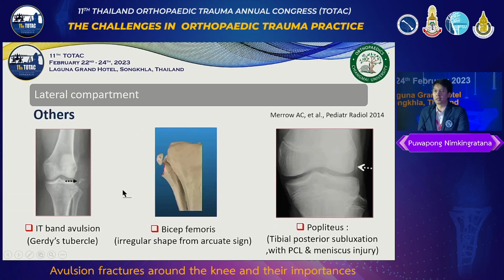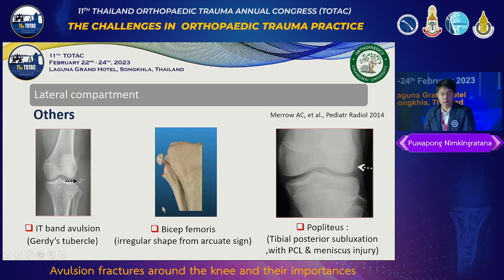Apart from this one, there could be several other things that happen at the lateral compartment, for example IT band avulsion, which is at the place where the IT band normally attaches, Gerdy's tubercle. You can see the chip is a bit bigger when compared to the Segond fracture, and the place is not exactly the same. It's a little bit inferior, near Gerdy's tubercle.